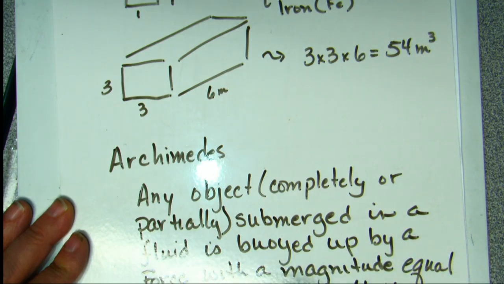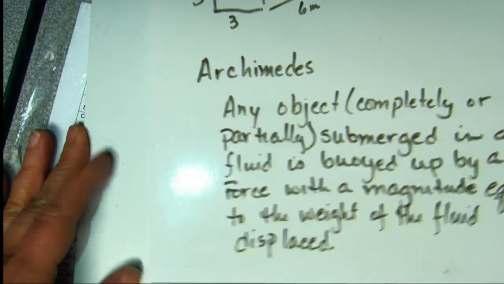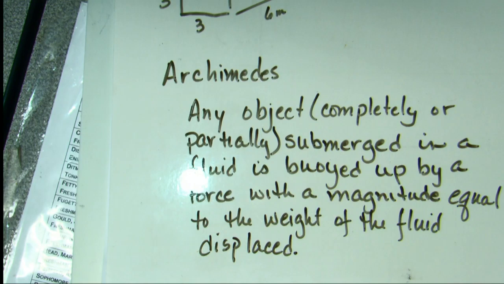I'm going to move it up here just a second. So Archimedes' principle says that any object completely or partially submerged in a fluid is buoyed up with a force with a magnitude equal to the weight of the fluid displaced. So by changing the dimensions, I'm changing how much fluid is displaced. And by doing that, if I get a thin shell, I can actually have a ship float, and we can look at that aspect.